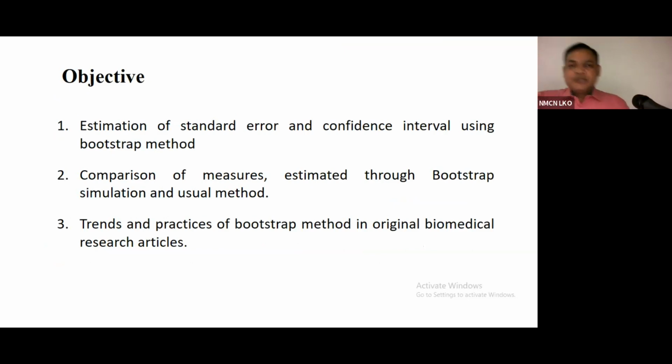Now the objectives of this CGR: the first objective is estimation of statistical error and confidence interval using the bootstrap method. The second one is the comparison of measures estimated through the bootstrap simulation and the usual method. And the third one is the trends and practices of bootstrap method in original biomedical research articles.